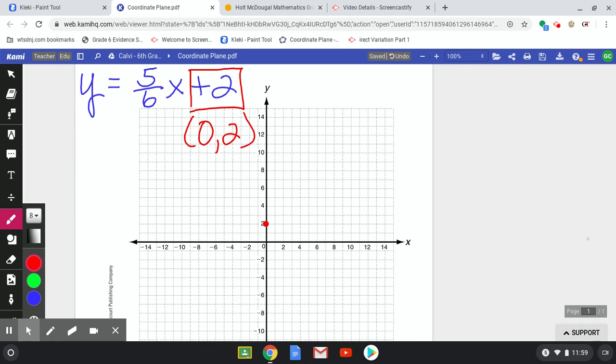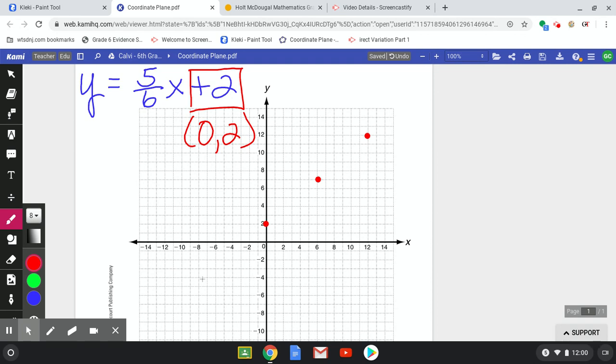My 5 is positive, so that's going to tell me to go up 5, and I'm always running right, so I'm going to be running right 6. 1, 2, 3, 4, 5. Run right 6. 1, 2, 3, 4, 5, 6. If I wanted another point, up 5, right 6.